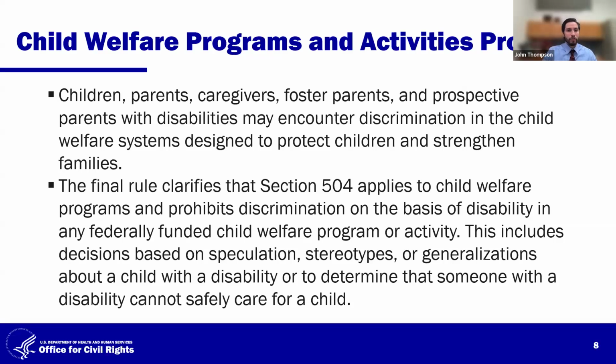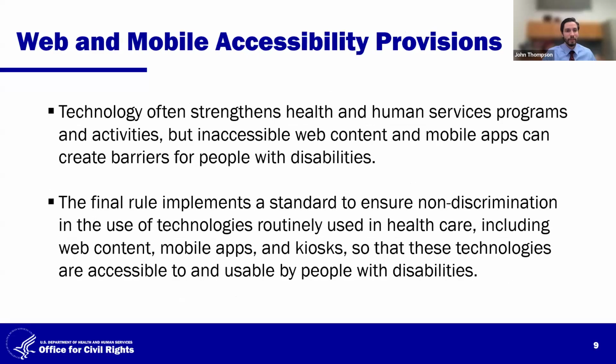And I am going to start off talking about our section on web and mobile accessibility provisions. So this is subpart I in our final rule, and it's very similar to what the Department of Justice published in April, their Title II web access rule. So this is very close to that because we worked very closely with the Department of Justice so that there'd be similar requirements.